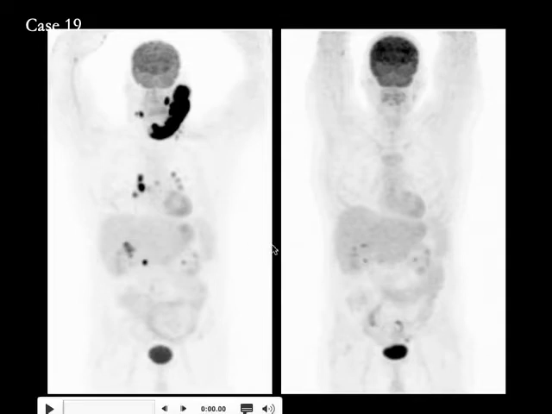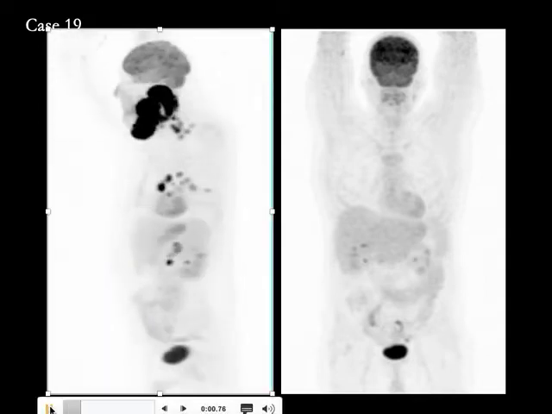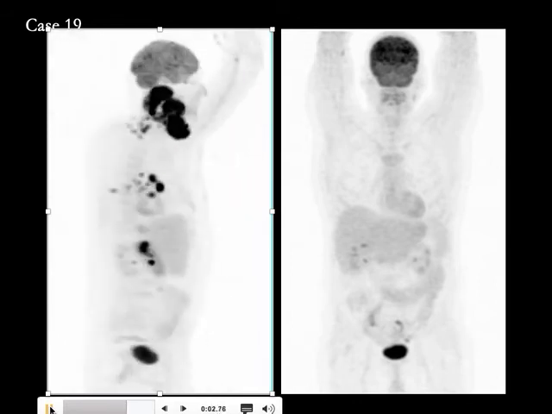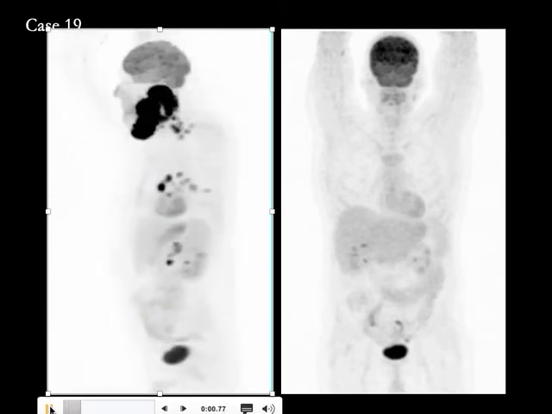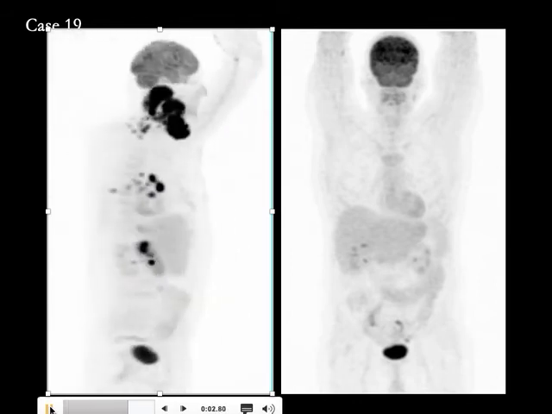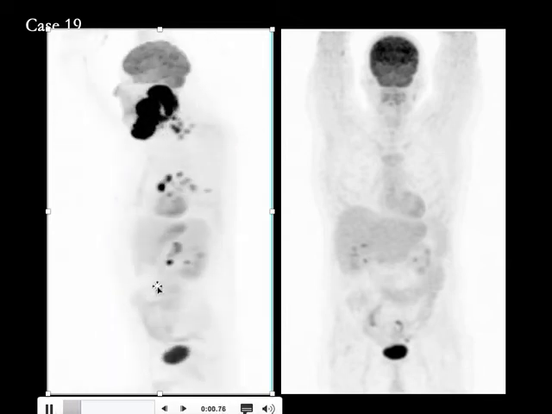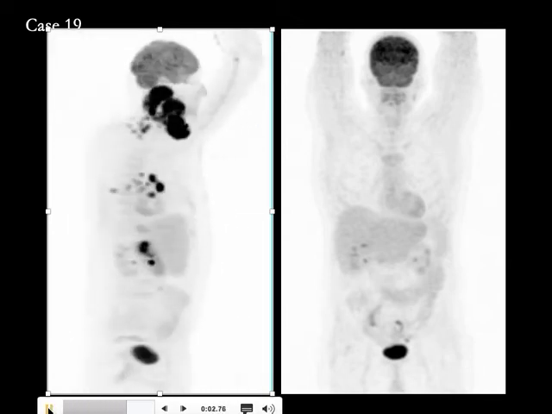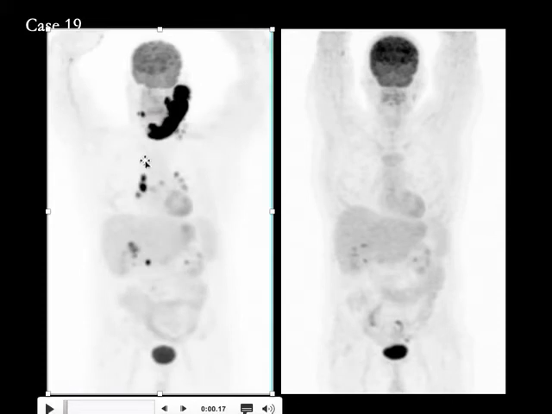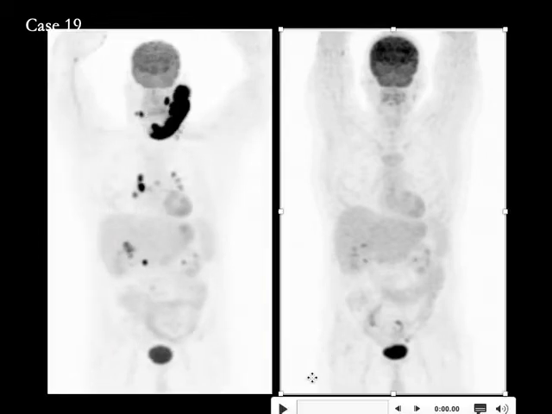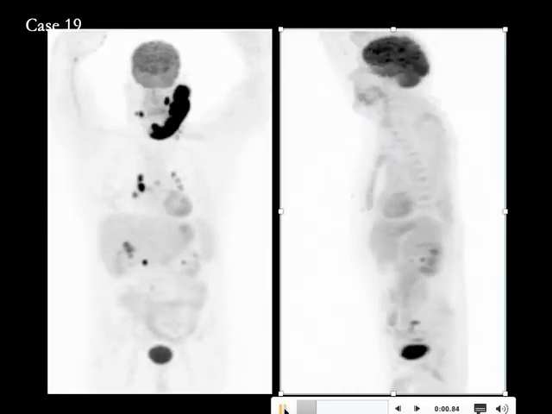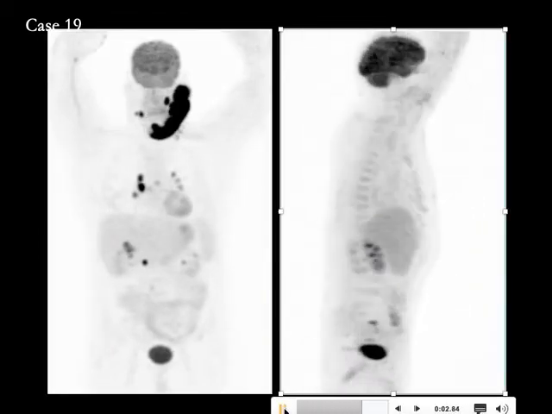Next case, the image on the left is before treatment. Here we see hypermetabolic lymphadenopathy involving multiple lymph node groups in the neck, chest, and abdomen. Seen here, here, and here. And the image on the right is post chemotherapy, showing complete response to treatment.